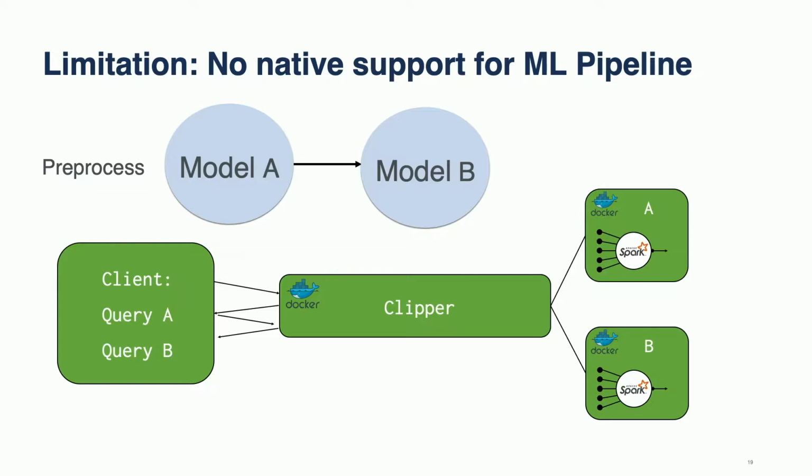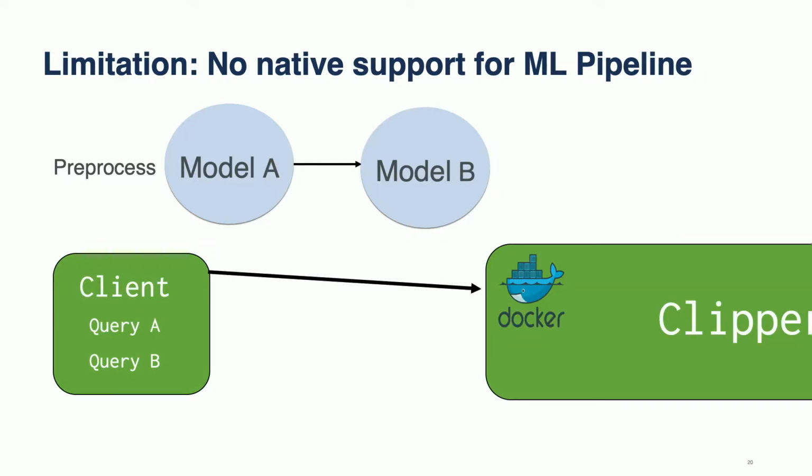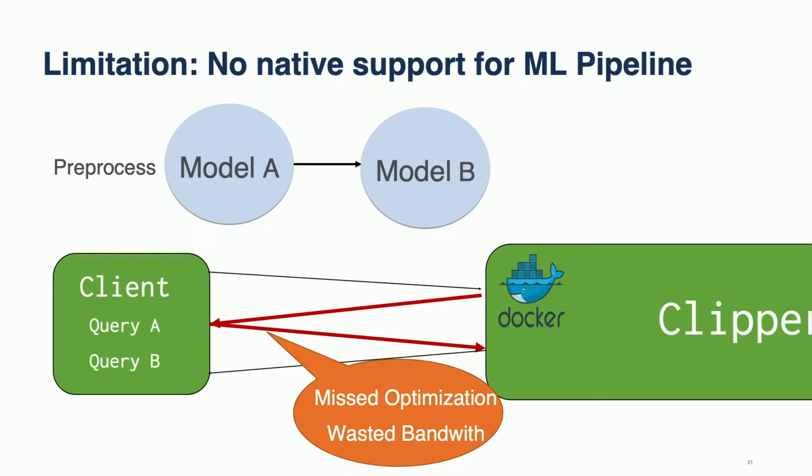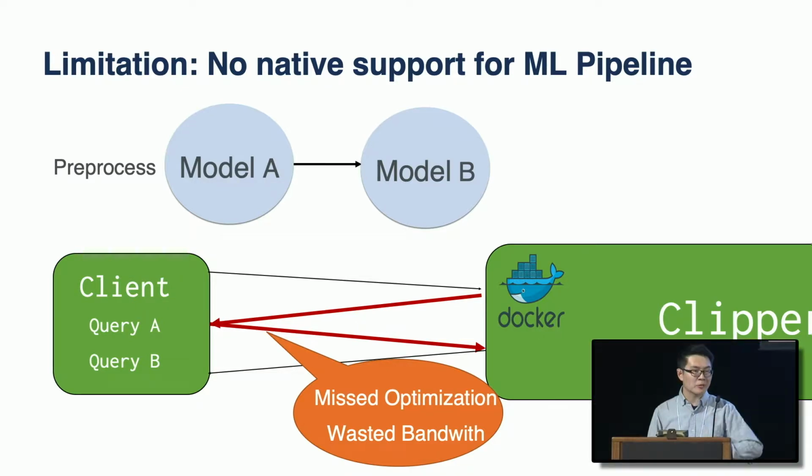Let's take a deeper dive into how we can handle a pipeline in the current Clipper framework. Say we have a pre-processing model pipeline that has model A, and that sends requests to model B. As a client, we have to send the query to Clipper, get the result back, which is the intermediate result, and then send the intermediate result to Clipper again to get the final prediction back. However, as you can see, there might be some issues here. The two queries in the middle are just wasted bandwidth. Those are network requests that should never be there, and we have missed a lot of interesting optimization opportunities.